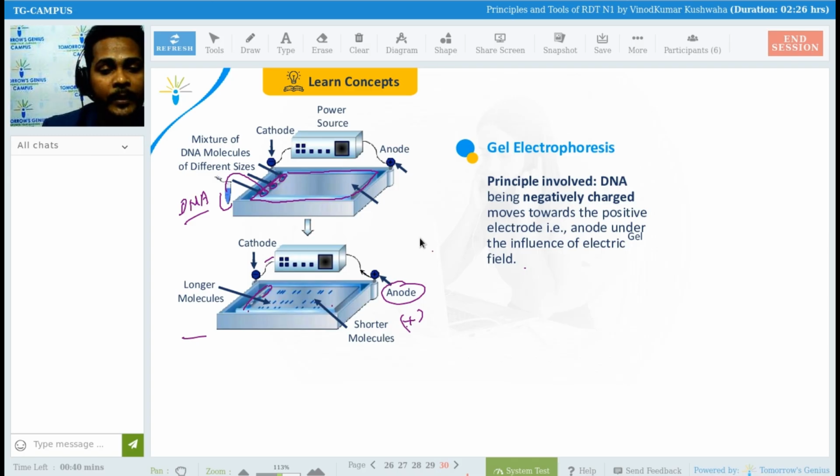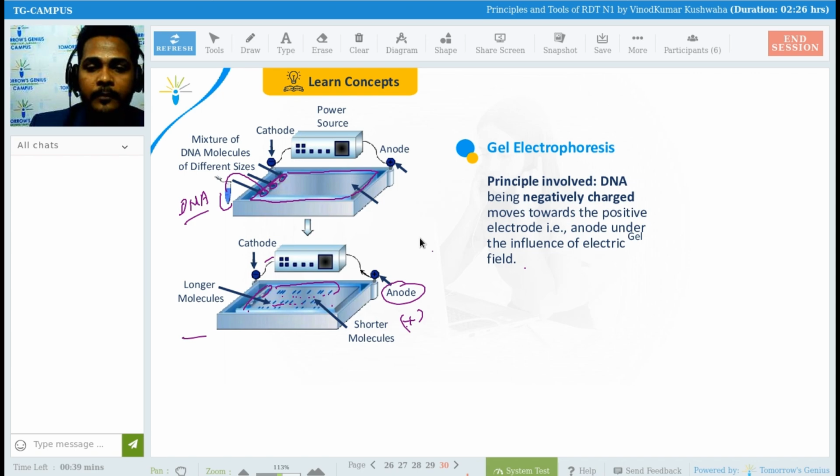And when the electric current is supplied, you can see the band sizes. Can you see here? This is all the DNA band. It is separated according to their size. Like here, this is all the DNA band which is separated according to their size. Are you getting my point? Yes. Okay.